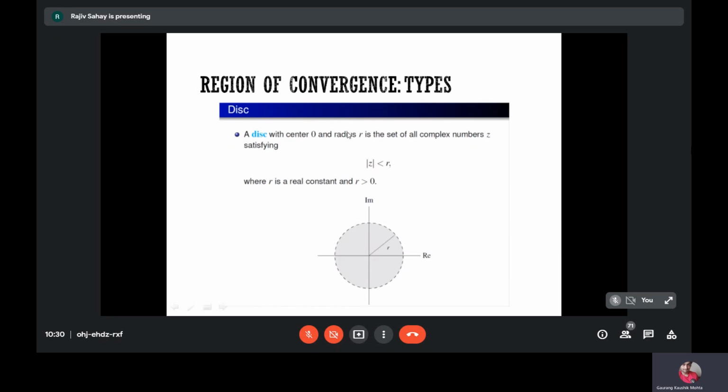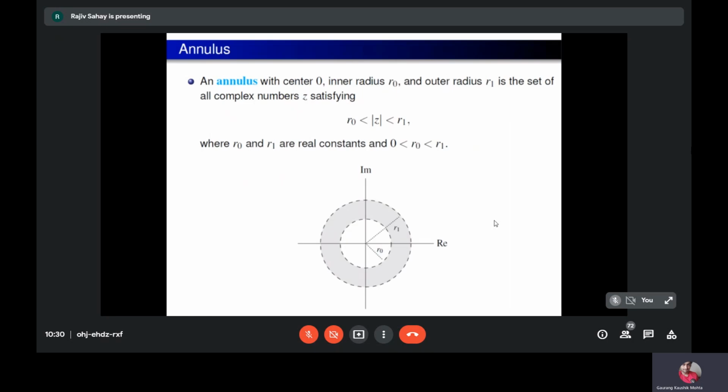So a disk with center 0 and radius r is the set of all complex numbers z satisfying this condition, that is the magnitude of z is less than r. So if you compute the magnitude of all the complex numbers lying inside this shaded region, they will be less than this positive number r, and for such complex numbers z, only H of z will converge. So that is the type of ROC that we will look at.